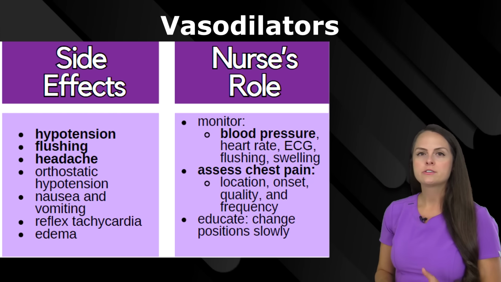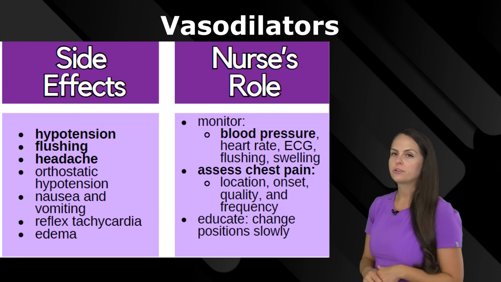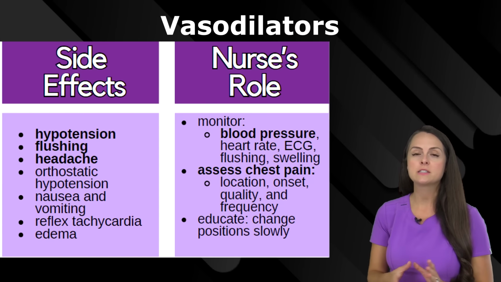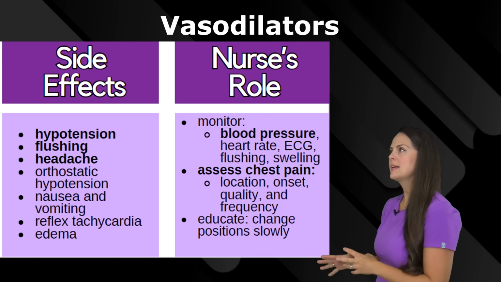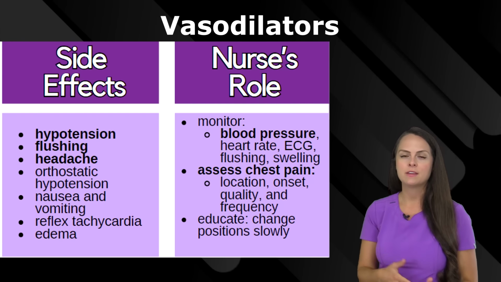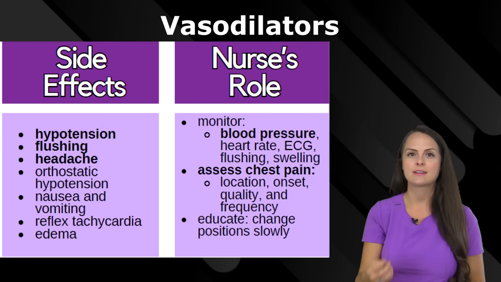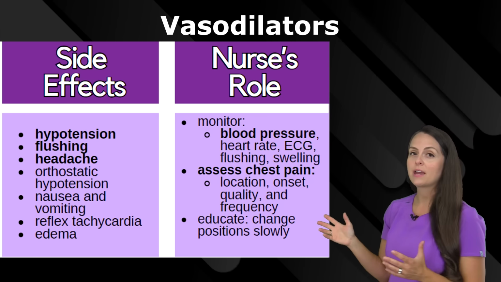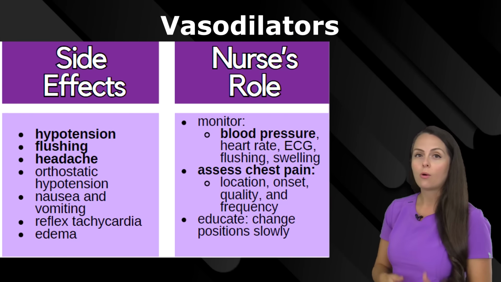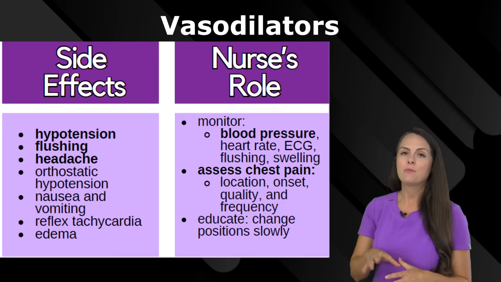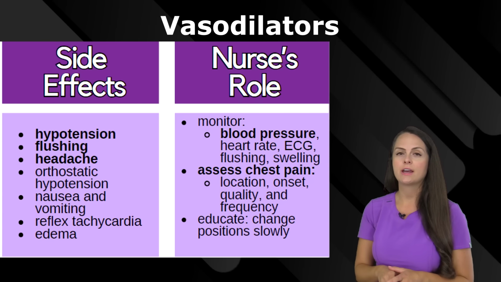The nurse's role includes, of course, monitoring their blood pressure, their heart rate, and their ECG, and assessing the status of their flushing and if they've developed any swelling. A lot of times we give these medications because the patient is having chest pain. So whenever a patient has chest pain and you give these, you want to stay with your patient and assess how their chest pain is doing. You want to look at the location, is the location changing, the onset, the quality of the pain, and the frequency. Plus, whenever they go to change positions, you want to educate them to do this very slowly because they could pass out.